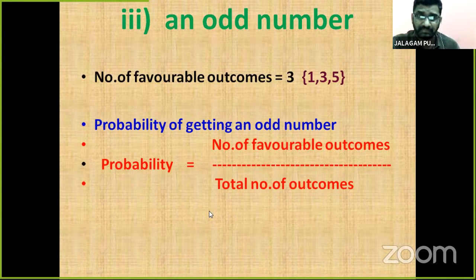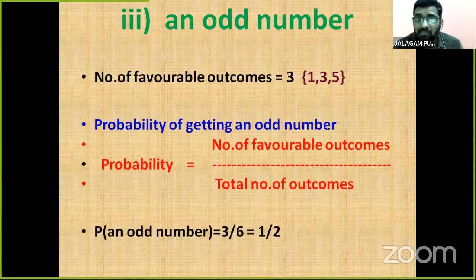So children, what are the favorable outcomes? Favorable outcomes are 3, and the total number of outcomes is 6. So P of an odd number is equal to 3 by 6. 3 ones are 3, 3 twos are 6, so 1 by 2 is the final answer. So these 3 questions have the same answer: 1 by 2.